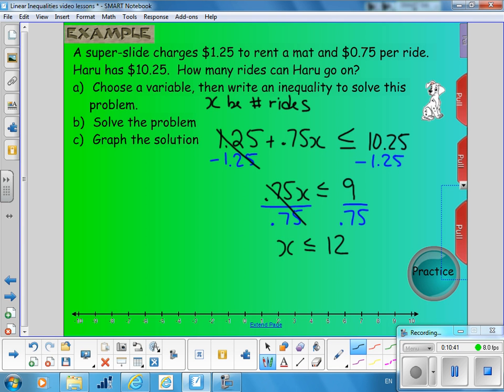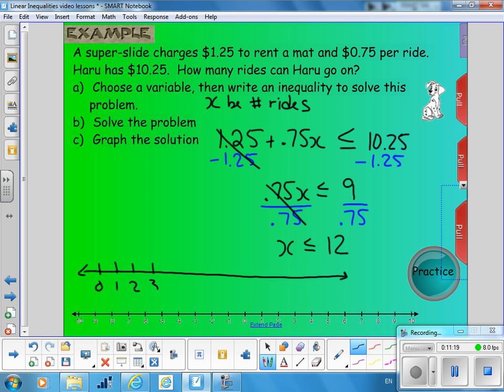So what we're saying, if this is a situation, x represented the number of rides he could go on, we're saying x has to be less than or equal to 12. So that means he can go on less than 12 rides, or he can go on 12 rides because of the equals. Now when we're graphing this, because it's a situation, we have to think about limits. Can he go on less than 0 rides? The answer is no. You can't go on -1 rides. Could he choose to go on 0 rides? Sure. And then he can go all the way up to 12.